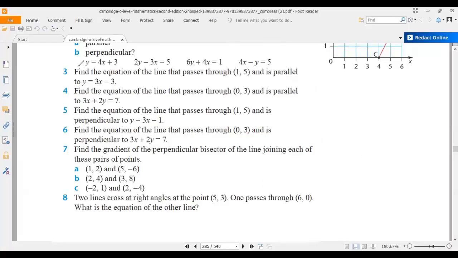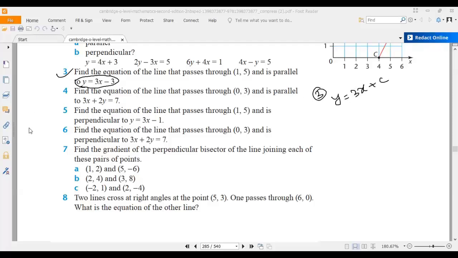Now, question number 3 says, find the equation of the line that passes through (1, 5) and is parallel to y equal to 3x minus 3. We already know that if two lines are parallel, then their gradients should be equal. So the parallel line of y equal to 3x minus 3 will be y equal to 3x plus c. How can we write it? Because m, the gradient, should be equal in two parallel lines.